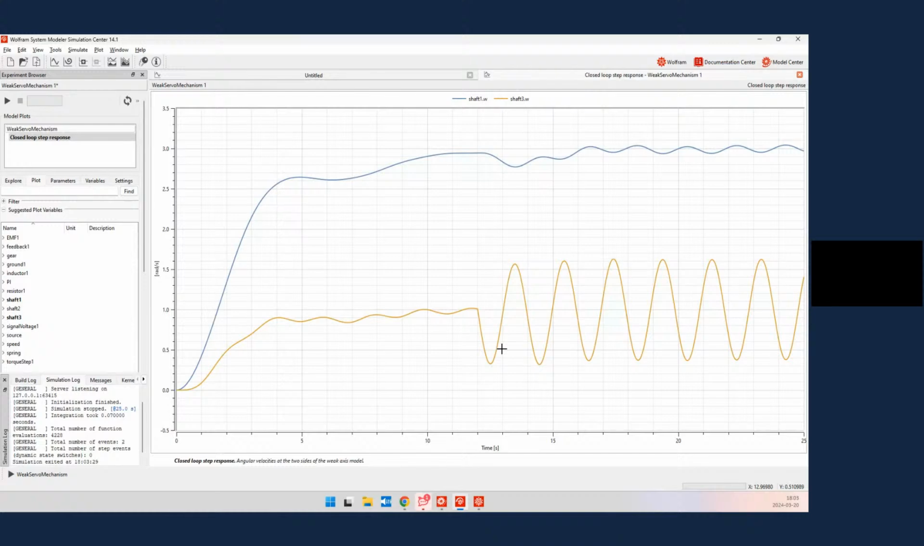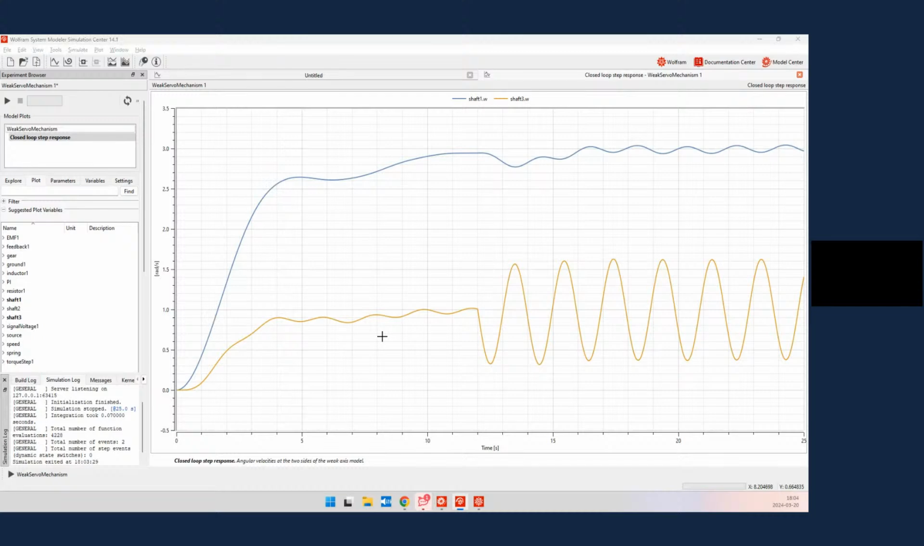I applied that, and apparently the shaft is so weak that it starts to oscillate, and it doesn't manage to control the system well. At least if we look at the first part of the shaft, the blue, it looks good, but at the end part, it's oscillating a lot. So that's the whole idea with the product. You have these components, you build your system, and you simulate and see what happens if I do this, what happens if I do that. Will the system work well? Will it not?